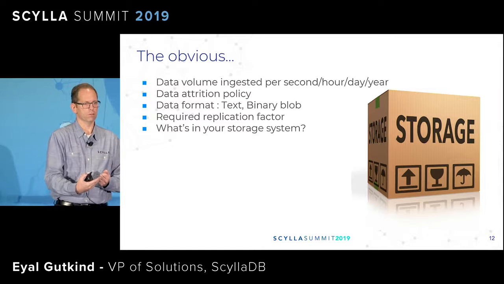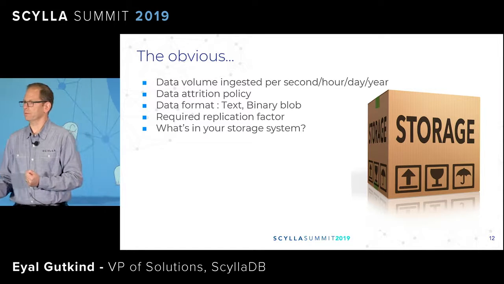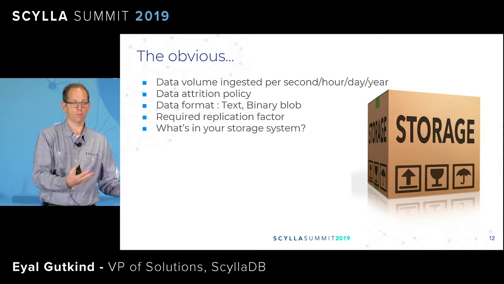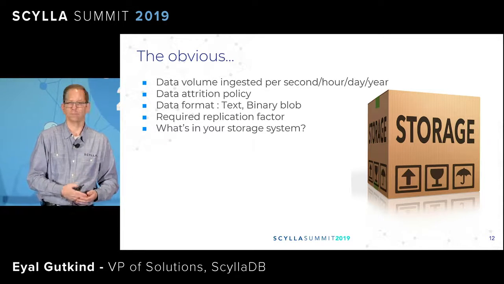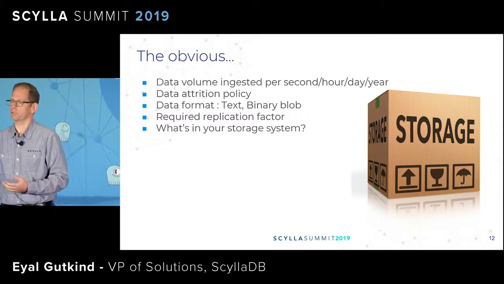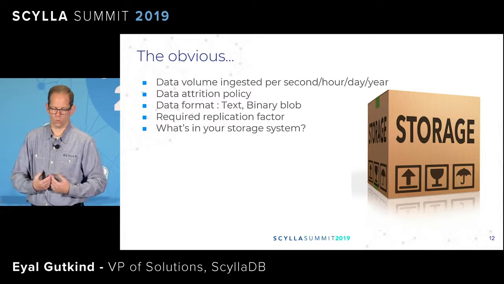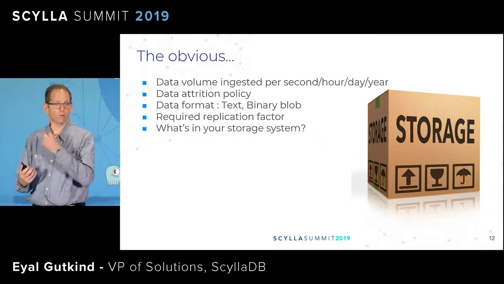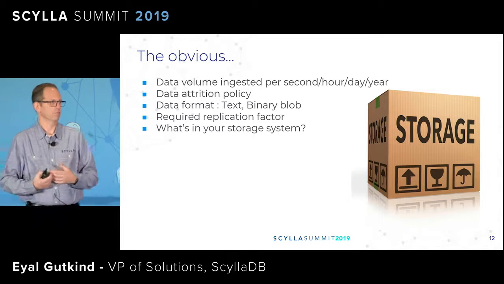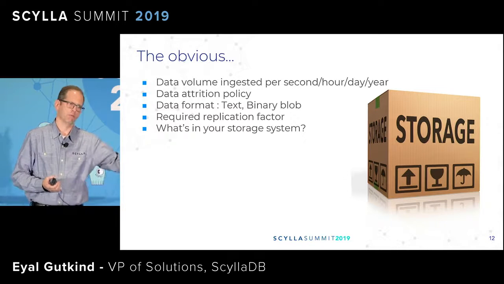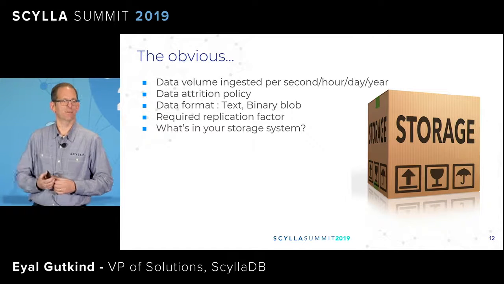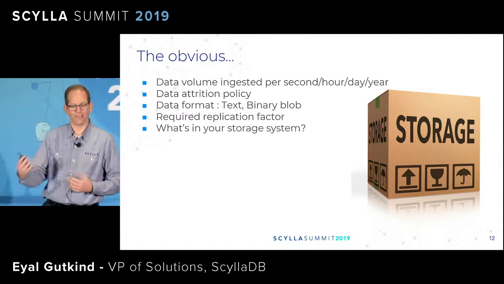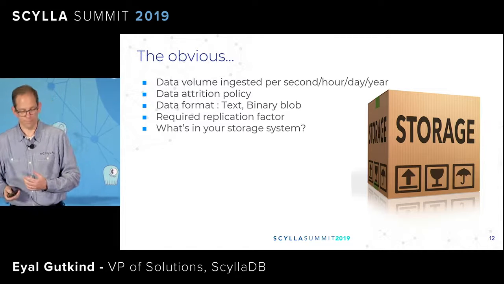Scylla, by default, will compress data. However, if you're going to bring me blobs or binary, probably it's going to be hard to compress them. Text files, much, much easier. So again, impact on storage. What is your requirement on replication factor? As you heard today, some people say, I'm good with replication factor 1. Others will say, I need 7. Again, impact on storage. And it comes also back from the business side.